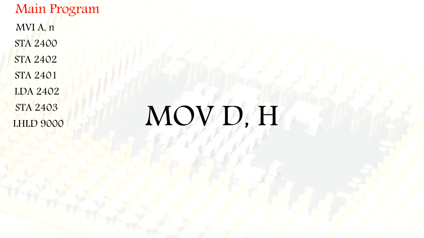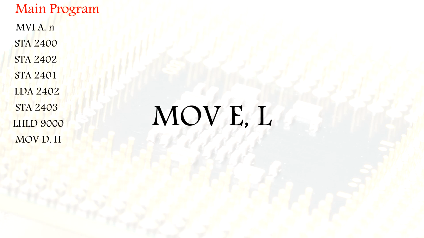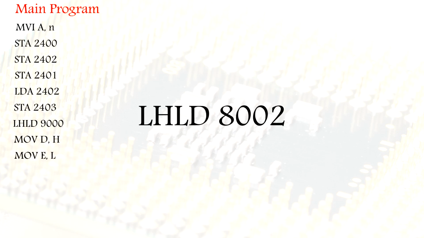So these two instructions, move D comma H and move E comma L, instead of writing them separately, we can simply write exchange. It will exchange the contents of HL with the D register pair. Or you can simply move the content of H to D and the content of L to E. So we are moving 4501 to the DE register pair in short.